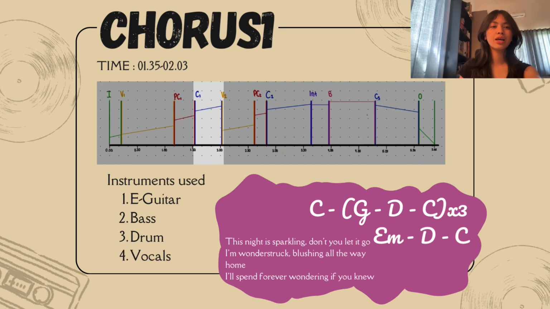The next part is the first chorus, from the first minute 35 second until the second minute 3 second. The instruments used are e-guitars, which are electric guitars, bass, drums, and also vocals. The chord progression is C and then G to D to C, played thrice, and then goes to E minor to D and back to C. You could also see from the dynamic graph that it's reaching towards the highest point of the dynamic, which basically means that it's getting louder and louder.